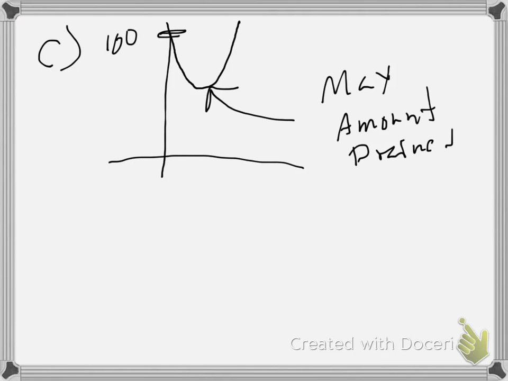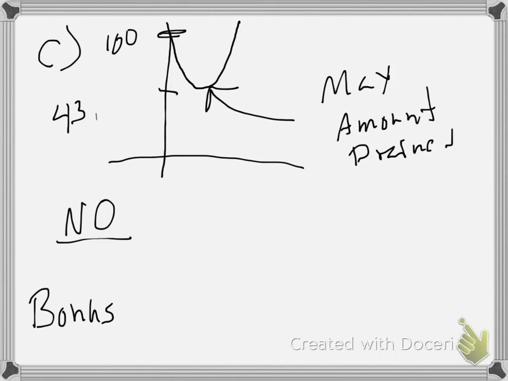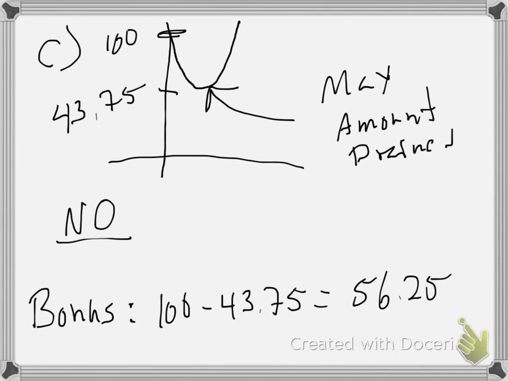Well, as you can see, we actually never get down to 0. So the answer is no. The tank is never empty. Now that bonus question, what's the minimum amount? Well, you would take that maximum amount drained, and that's actually like 43.75. And we would go 100 minus 43.75, and we would get 56.25 gallons. And that's the minimum amount.